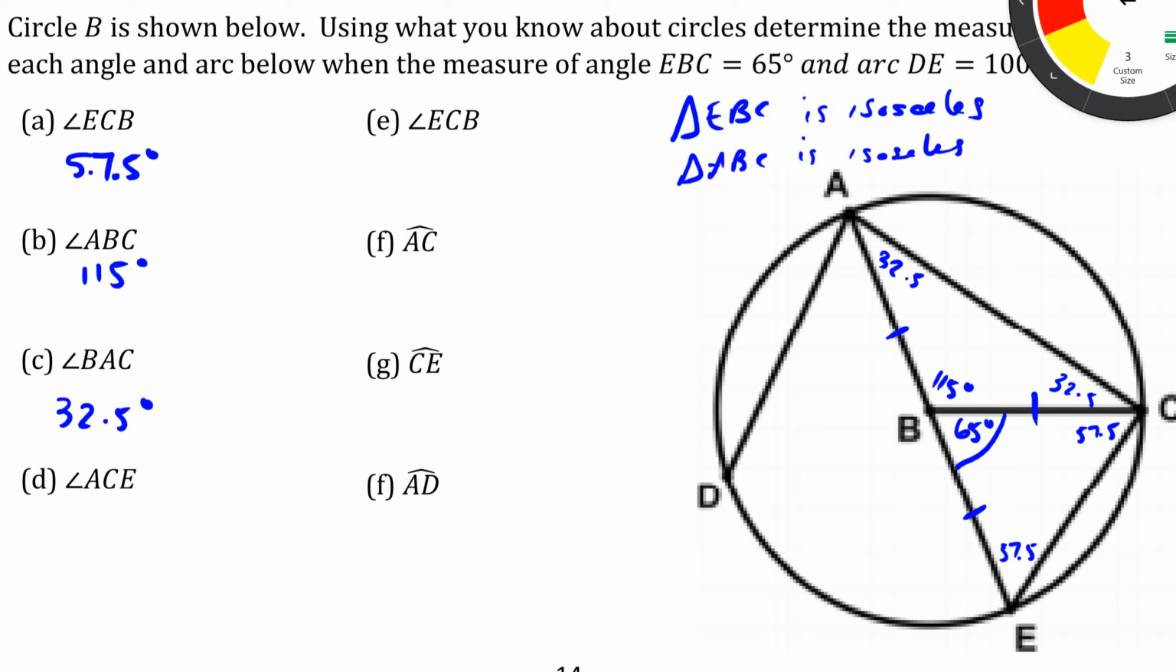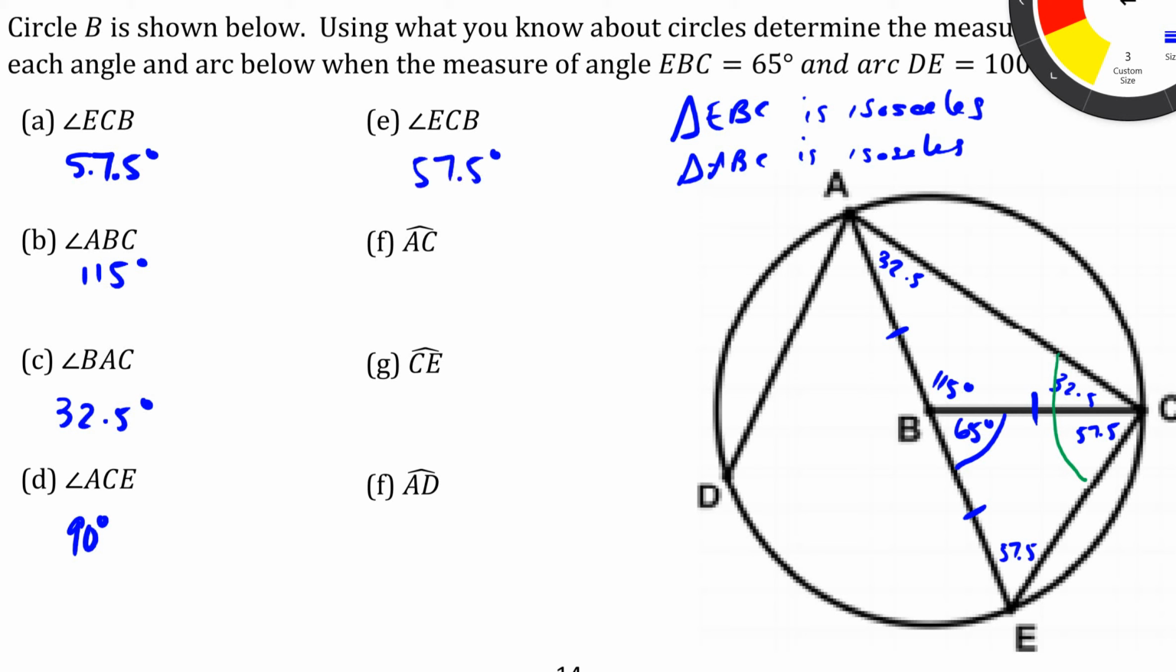Angle ACE would be the sum of these two. If I take these two together, that would be ACE. So 32.5 plus 57.5 gives me 90 degrees. That's actually a special angle. We'll talk a lot more about why that's 90 degrees in a future lesson, but one reason is this diameter, ABE. The next thing it asks us to find is angle ECB. From E to C to B, we already found that one, so we can just label it.